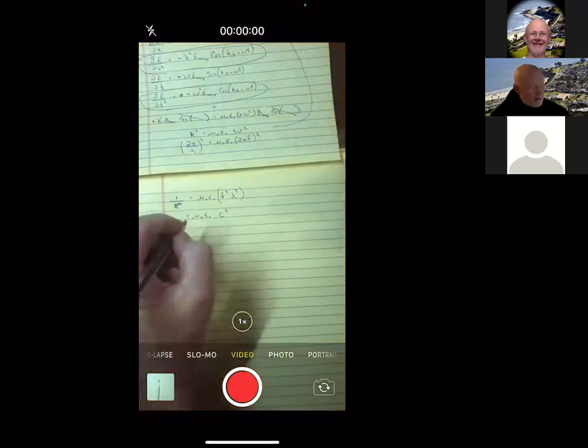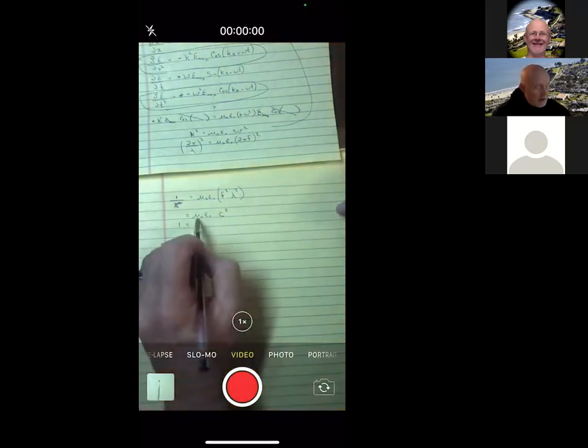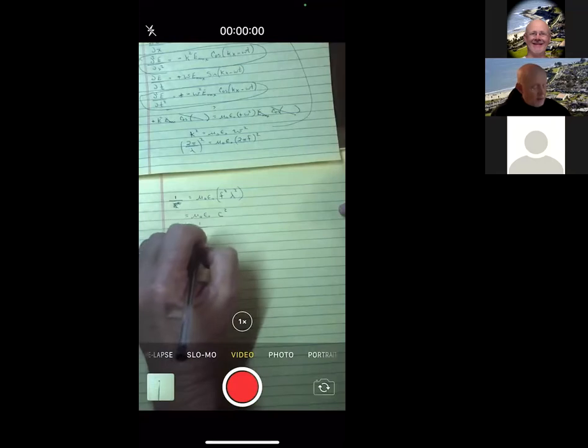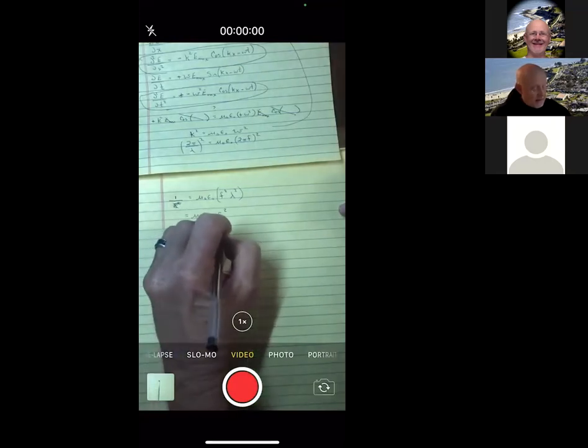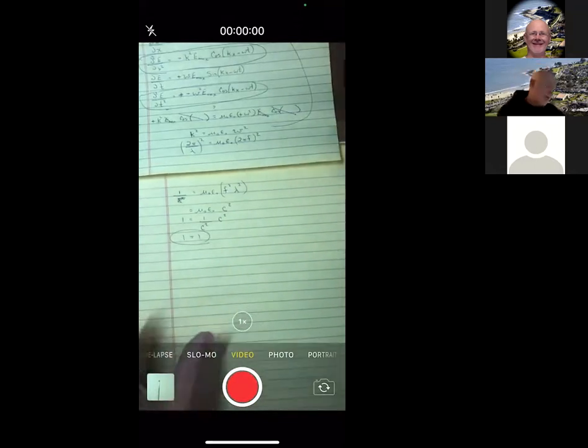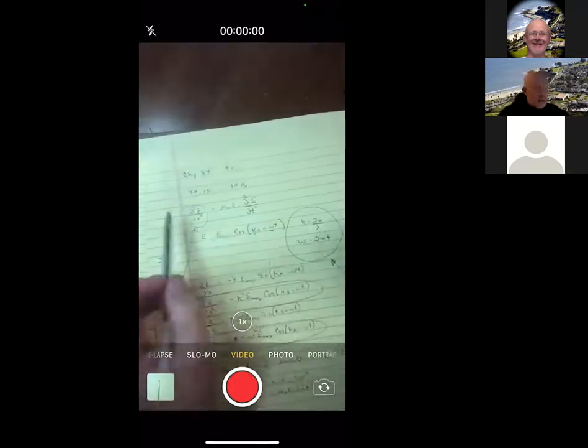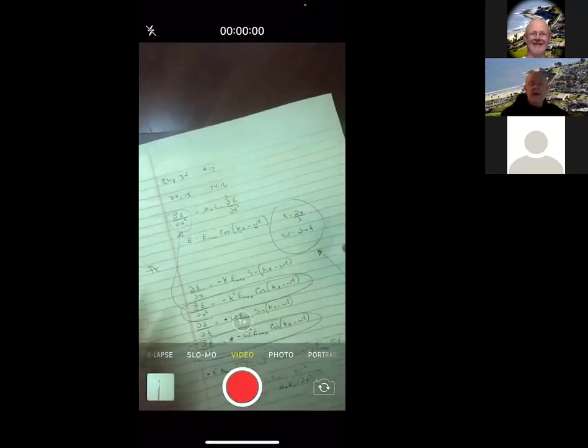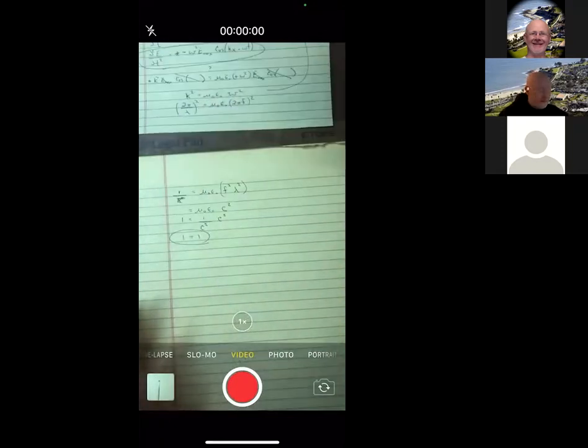So I could write then this as 1 over the speed of light squared. And then, of course, that equals 1. And so there would be your proof. Yes, 1 does equal 1. Convinced of that. So, yes, the left-hand side does match the right-hand side.